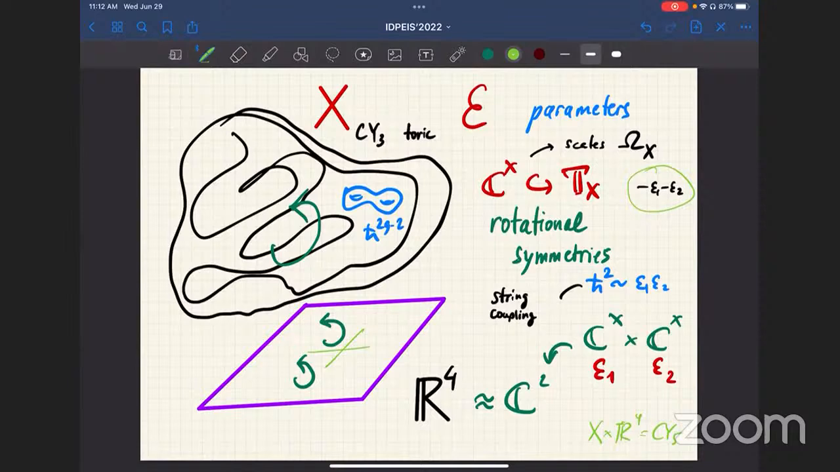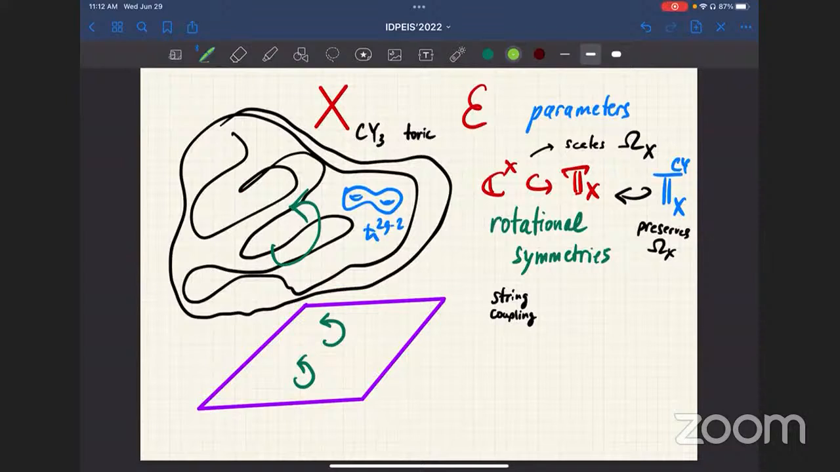There are other rotational symmetries of Calabi-Yau, namely the Calabi-Yau torus, the one which actually preserves this omega x. So that torus is defined canonically. The other torus actually was not defined canonically. So that torus plays a role in the localization computations, but it is not visible in the four-dimensional partition function.